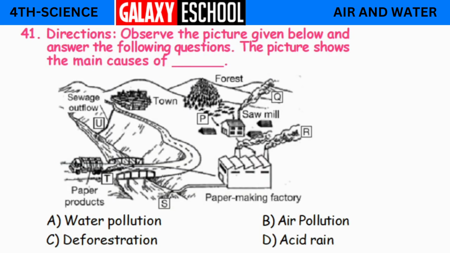Here is a picture, children. You can see some factories, some mills, forest, and some paper products and all that, and sewage outflow. Sewage outflow is nothing but the waste which is going to be thrown out. So observe the picture given below and answer the following questions. The picture shows the main causes of.